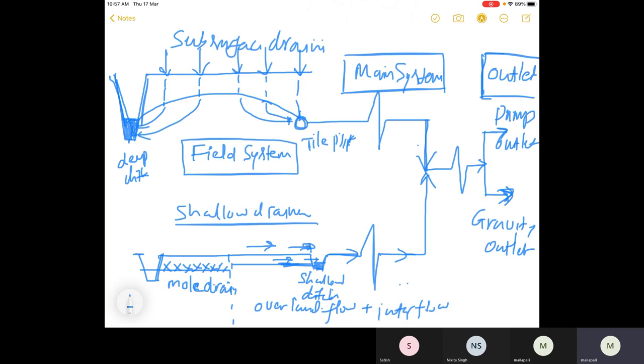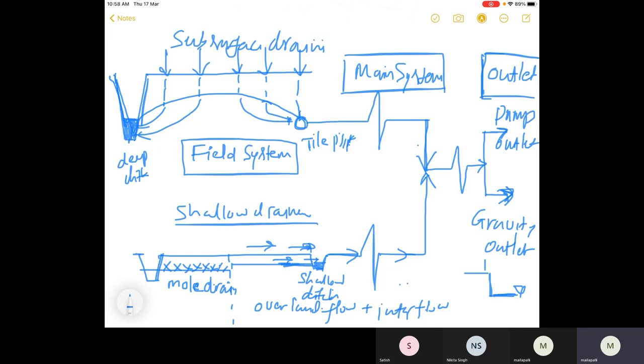But you must understand these are the main components: the field system, main system, and outlet system. And here in the outlet system, the pump outlet and gravity outlet. Gravity outlet is possible when, suppose this is the drainage drain base, and this is the outlet drain base, so this is lower.